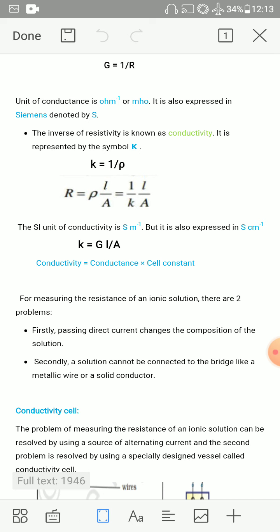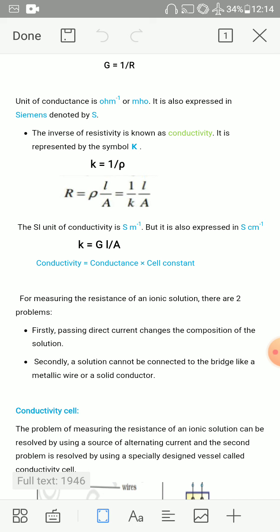For measuring the resistance, I have told that every type of conductor, whether a metallic conductor or an electrolytic conductor, has some amount of resistance. So for measuring the resistance of an ionic solution, or of an electrolytic solution, there are two problems.